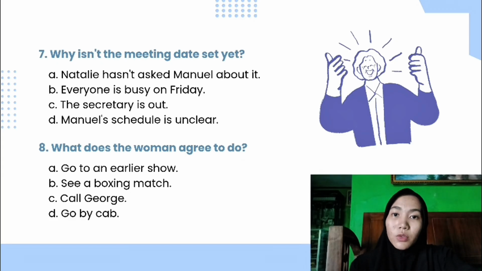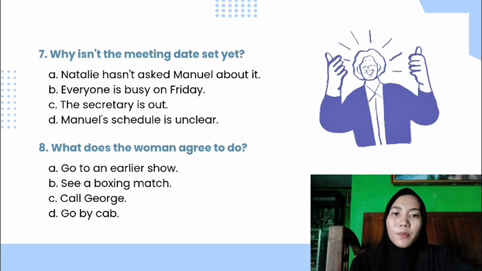Okay, do you get the clue? They're searching for info. He said that he wants to check with his secretary first. Let's see the choice. A. Natalie hasn't asked Manuel about it. It's wrong because Natalie has spoken to Manuel about the meeting and he has stated his preference.